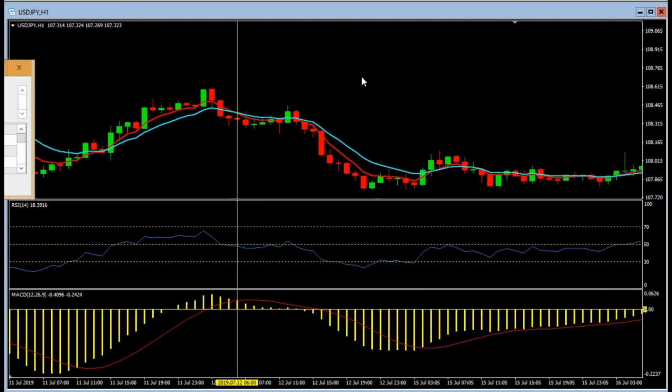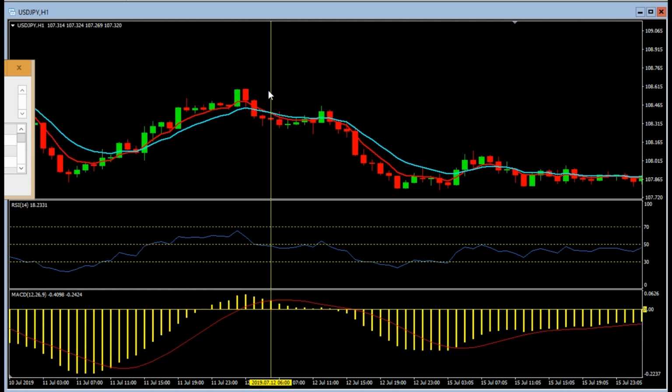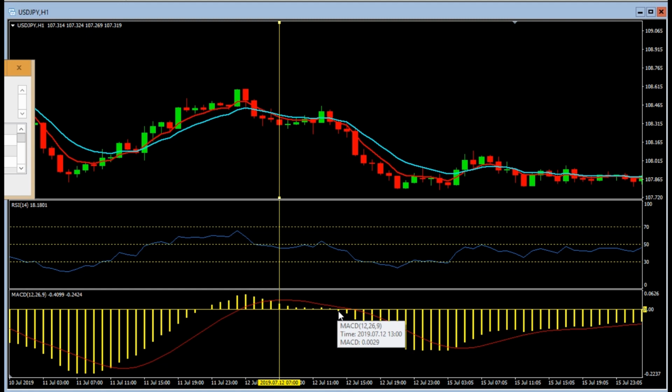Okay, now we're looking for the next trade. The next trade, we see here the moving average crossover was here, okay. RSI has gone down as well, but the MACD is still up, it's not gone down, so we will wait for the MACD to go down.